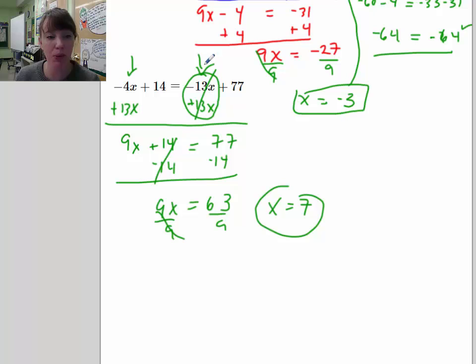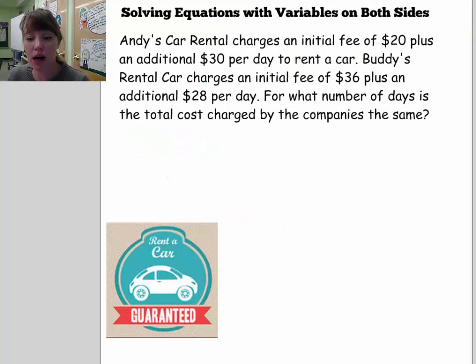I could check this by putting it back into the equation, but I'll save time here by not doing that. But that's essentially what you learned in 7th grade about how to solve equations with variables on both sides. In 8th grade, we're going to bring in the word problems, okay?